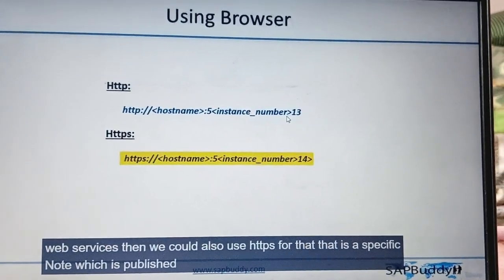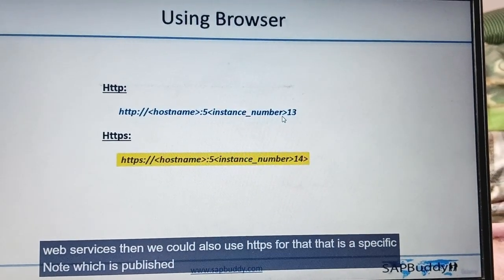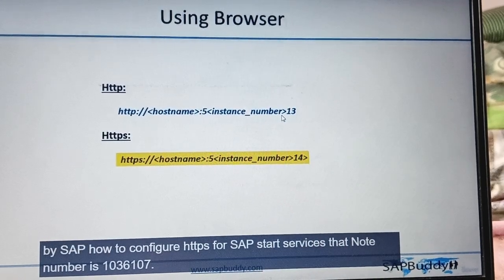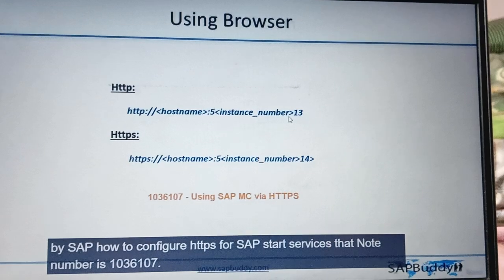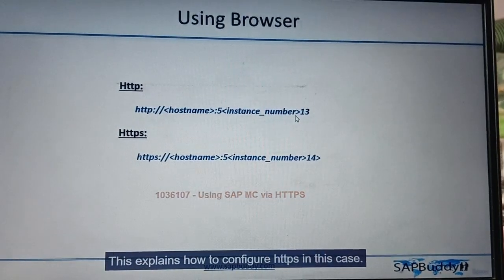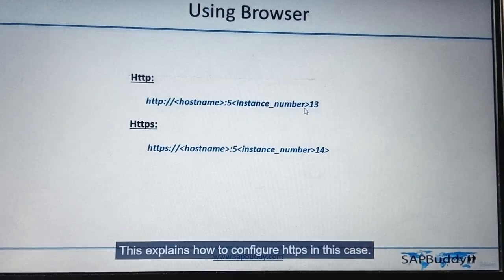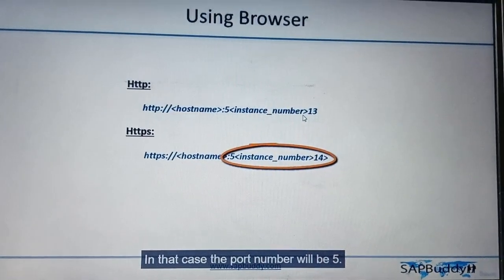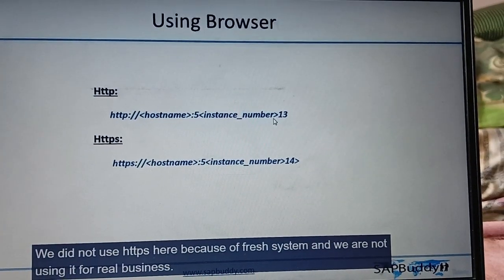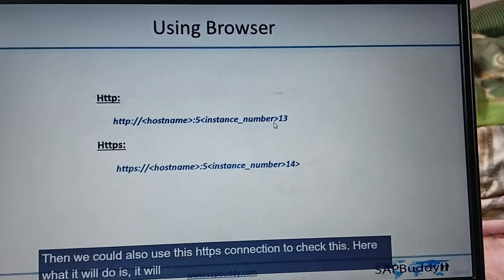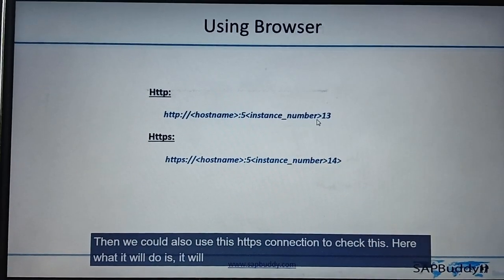For that, there is a specific note which is published by SAP on how to configure HTTPS for SAP services. That note number is 1036107. This explains how to configure HTTPS in this case. In that case, the port number will be 5, instance number, 14. In our case, we did not use HTTPS because this is a demo system and we are not using it for real business. Then we could also use this HTTP connection to check this.